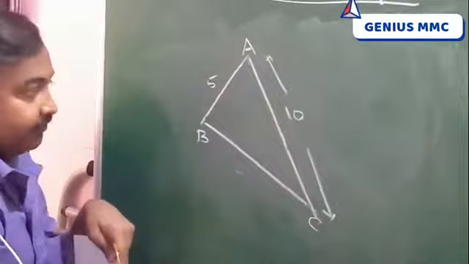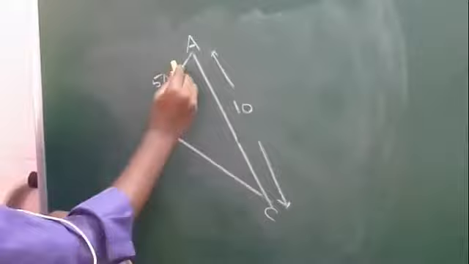Now we mark a point at 2 cm here. So that is B. It divides 2. The remaining portion is 1.